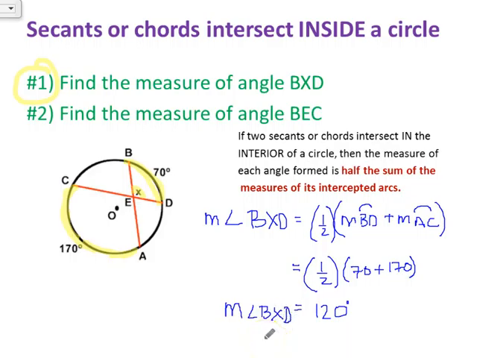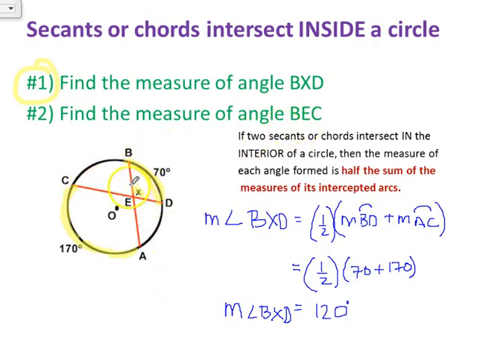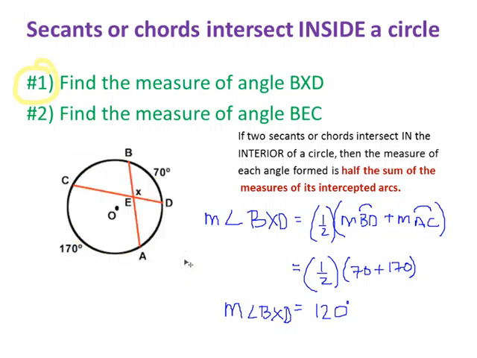Now, looking at question number 2, if we needed to find the measurement of angle BEC, so this measurement here, we would have to use these other arcs. Now, if you're not given those arc measurements, use what you have to help you figure out what those measurements would be. So in this case, I'm going to go ahead now and erase everything I highlighted there.